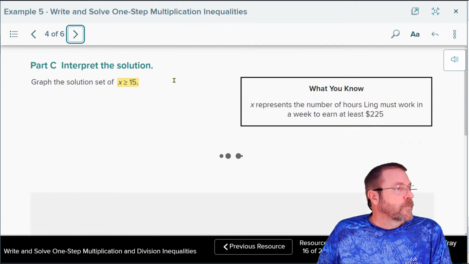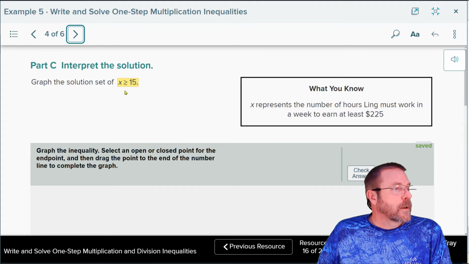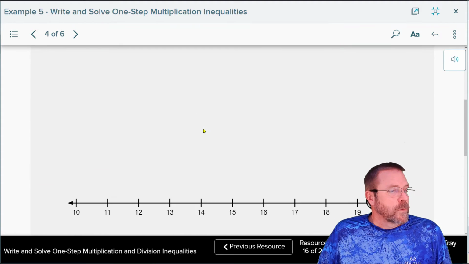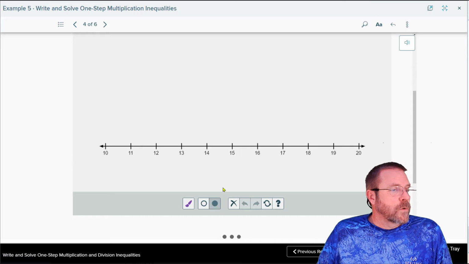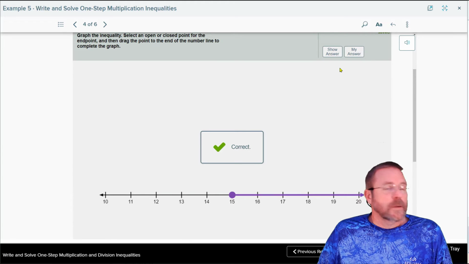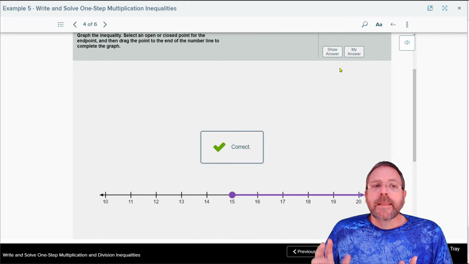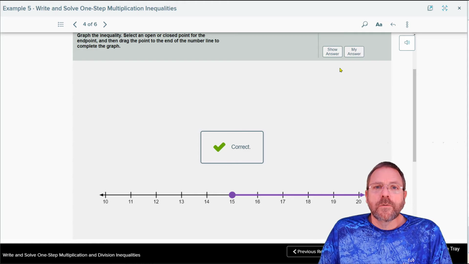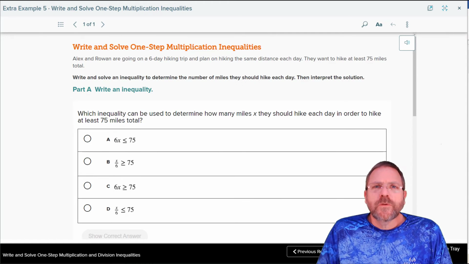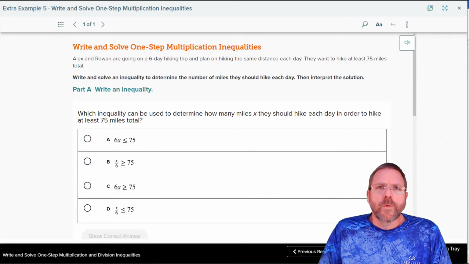Now to graph it, it's a greater than or equal to, so we're going to use a closed circle. We're going to grab right there, drag to the greater than side, and check. And the answer is correct. Easy math. You totally can do these problems. Now it is your turn. Pause the video, work extra example 5 right here on your own.